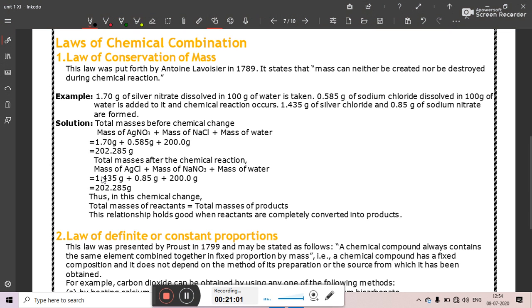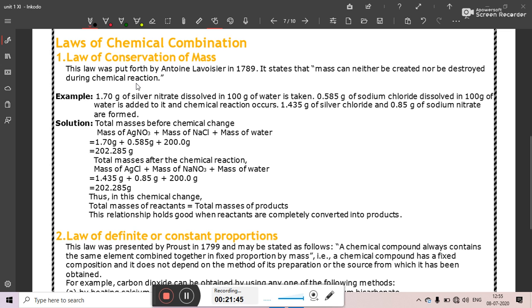Now next is laws of chemical combination. We know that atoms combine to form molecules, and during the formation of molecule, these atoms combine in fixed ratio. That means there are some laws of chemistry which are working after the chemical reactions. The first law is law of conservation of mass. This law was given by Antoine Lavoisier in 1789. And the statement of law of conservation of mass is, mass can neither be created nor be destroyed during chemical reaction. So during chemical reaction, mass remains same.